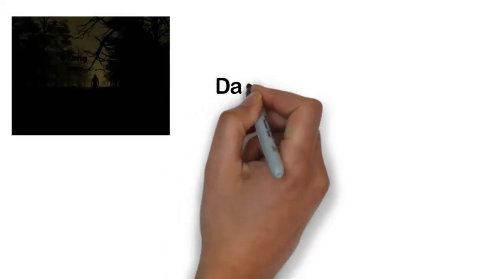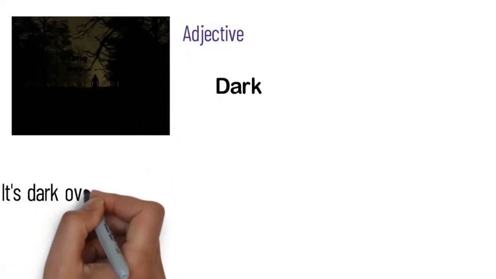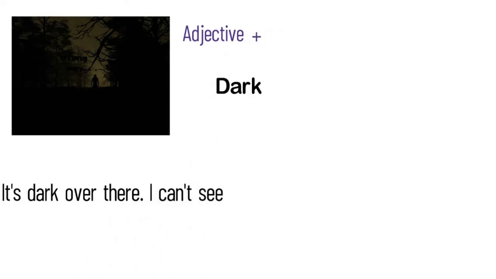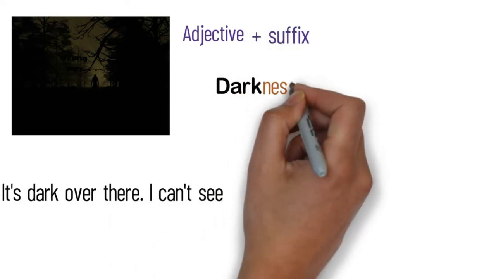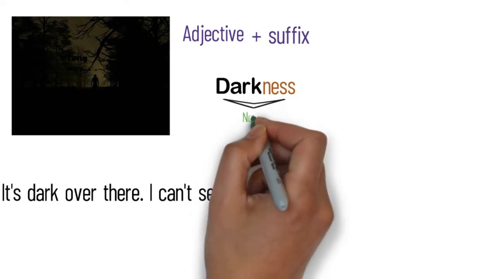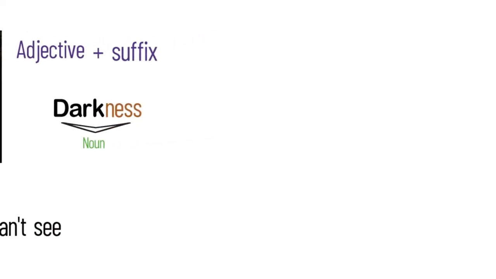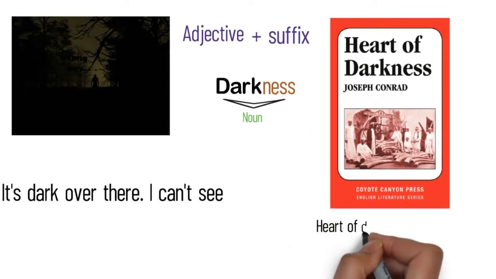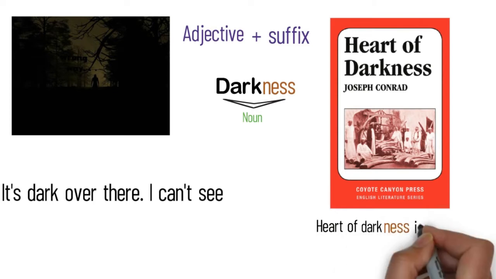Dark is another adjective. It's dark over there, I can't see. Add ness to this adjective and you'll get the noun darkness. Heart of Darkness is a novel written by Joseph Conrad.